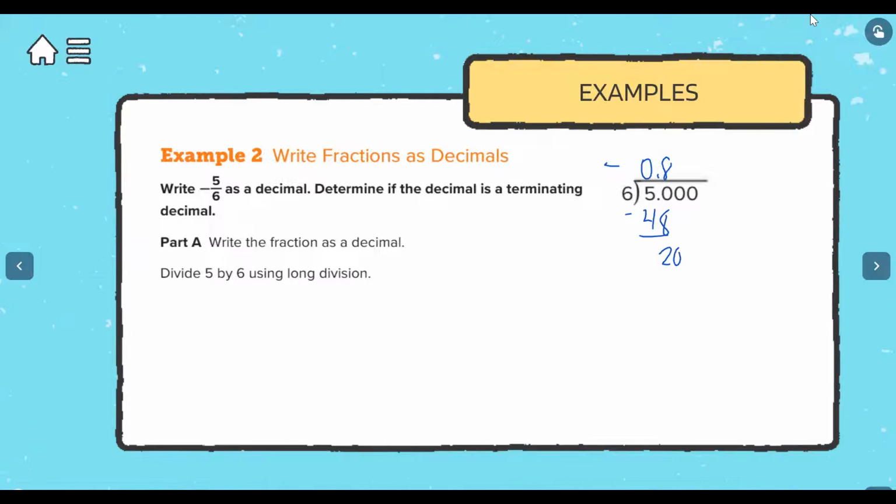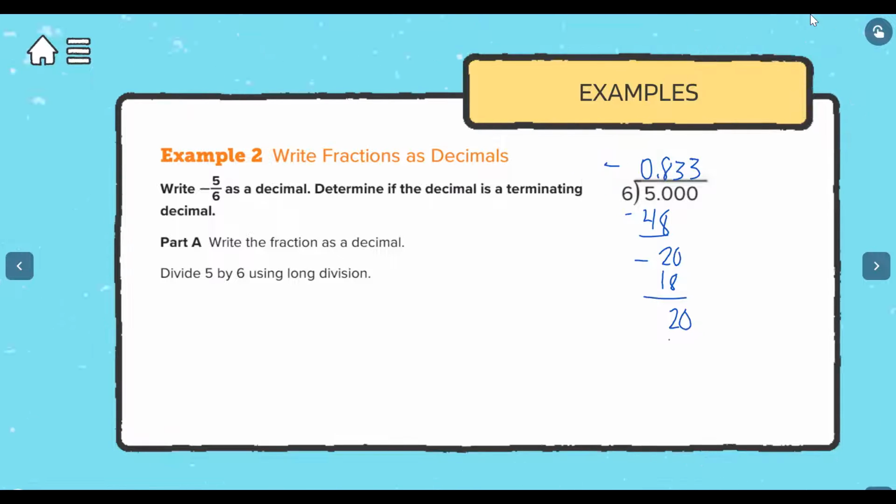Now we put a 0 down. How many times can the 6 go into the 20? It can go 3 times. 3 times 6 is 18. So we put an 18 right here and we subtract, 20 minus 18 is 2. If you see, we're going to start seeing a pattern because we're going to get a 20 again. That means we're going to have a repeating decimal, because the 6 can go into the 20 three times and 3 times 6 is 18. So when we subtract, we're going to get a 2 again and it will repeat forever and ever. So the number that repeats is the 3.